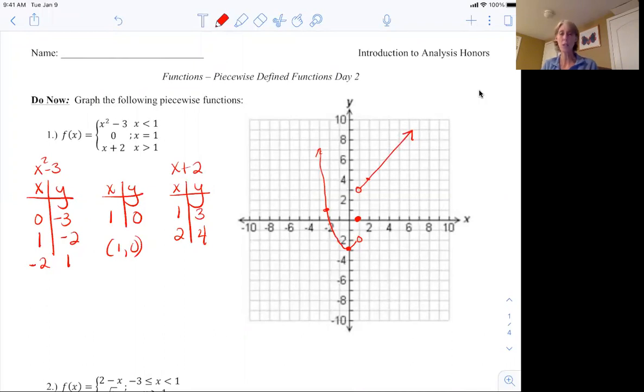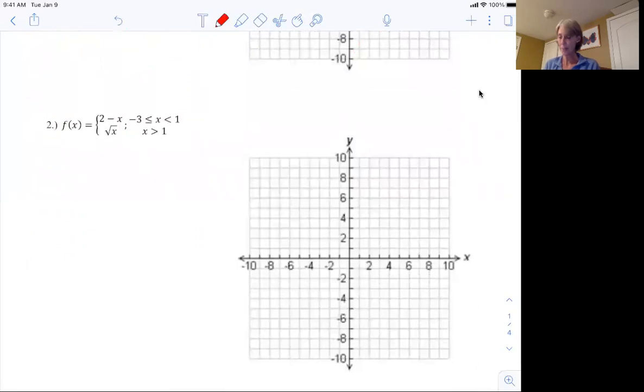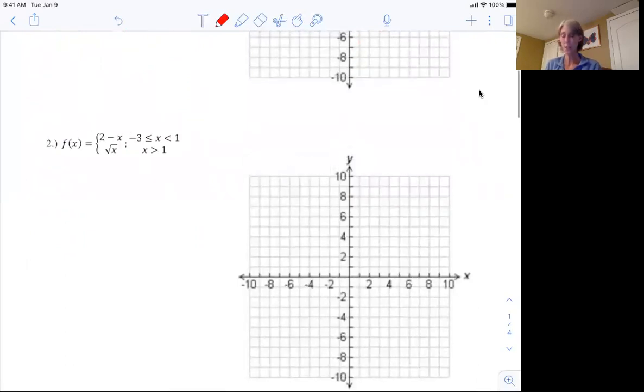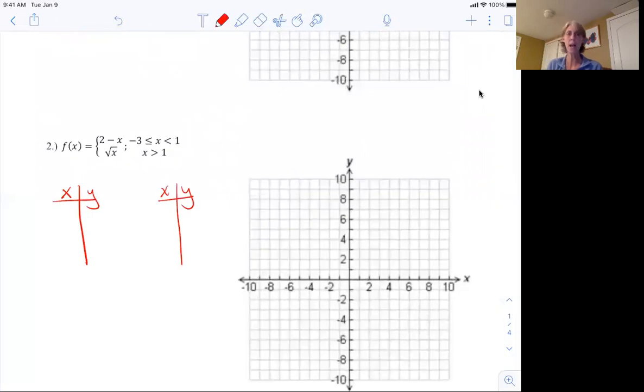So that's basically what that graph looks like. I could ask you different types of questions about it. We went through that yesterday. Today, I just want to remind us how to actually make the graph. The next picture: 2 minus x from negative 3 less than or equal to x less than 1, and the square root of x when x is greater than 1. 2 pieces, 2 tables. As you get better at this, you'll stop making the tables, but in the beginning, I highly suggest setting up your tables.